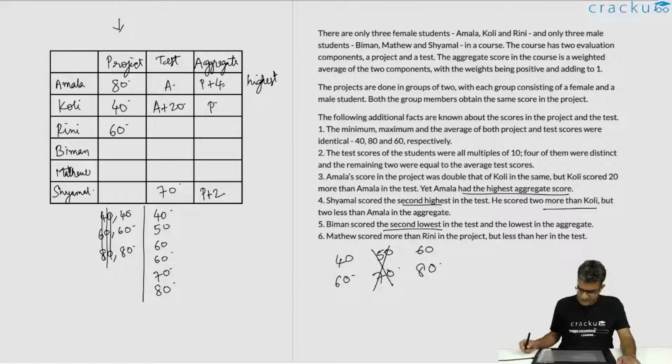Biman scored the second lowest in the test. Biman scored second lowest, so Biman scored 50. So we have accounted for 50, we have accounted for 70. And the lowest in the aggregate. So this has to be lowest.